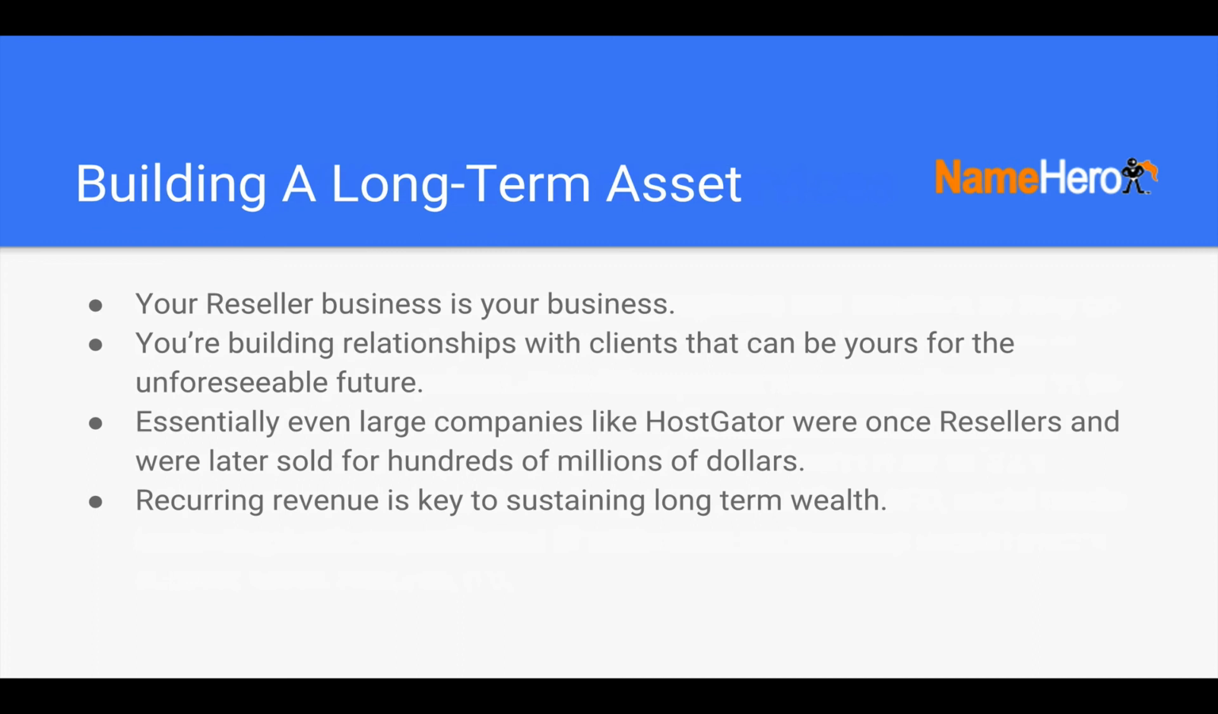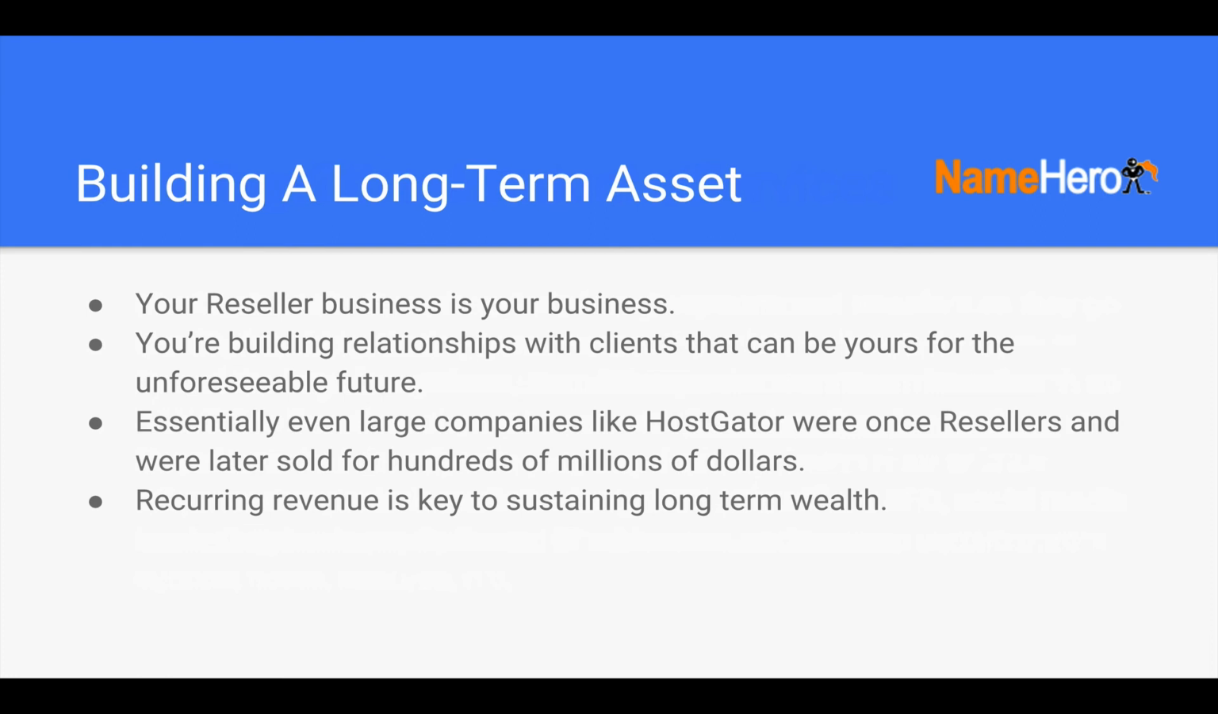Large companies like HostGator, which was sold for hundreds of millions of dollars, seriously, they sold it for $220 million cash. It was a reseller. HostGator bought their servers from SoftLayer, and then they resold those. They divided them up into shared hosting, reseller hosting, and dedicated servers. So they were essentially at one time reselling SoftLayer servers and created this multi-$100 million business. So it's a long-term asset. It's a long-term business. And then I also mentioned here again, recurring revenue is key to sustaining long-term wealth.